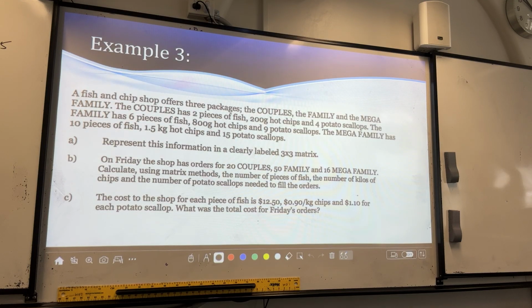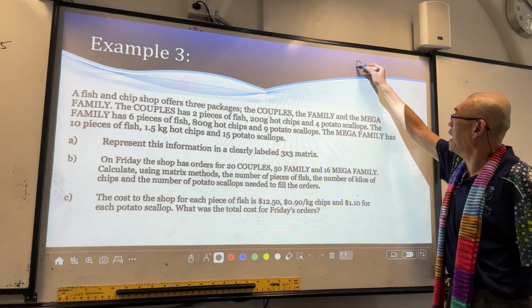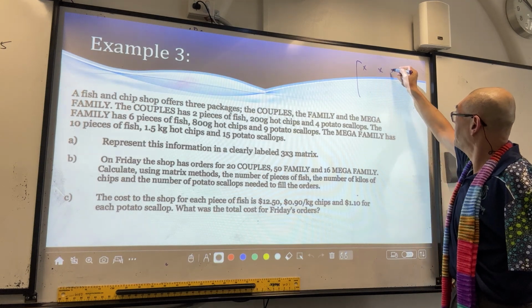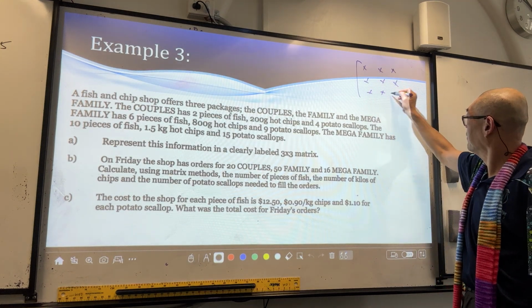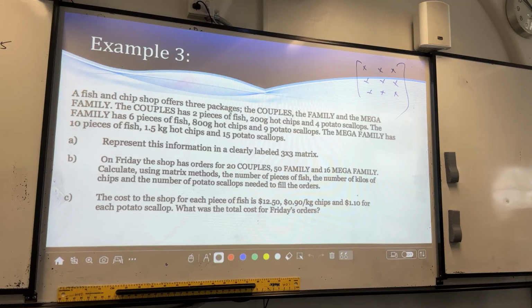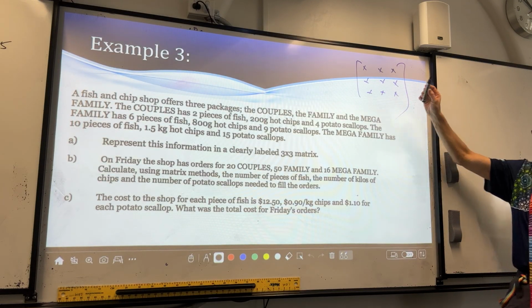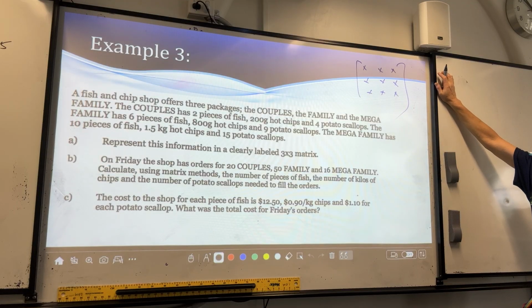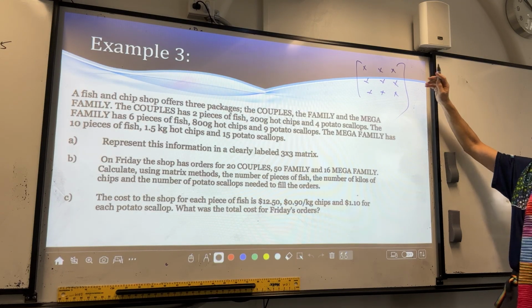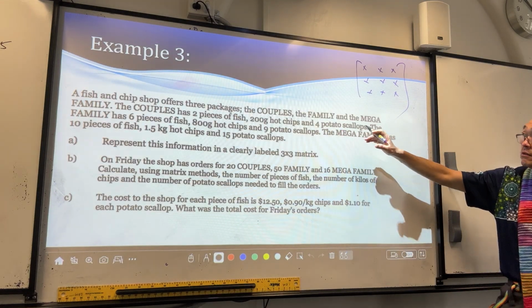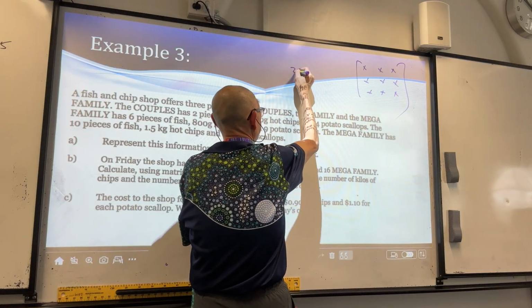Now, here it says 3 by 3 matrix. So you do know that there are 9 elements in there, correct? So what would each row represent, and what does each column represent? The rows could be the 3 packages.